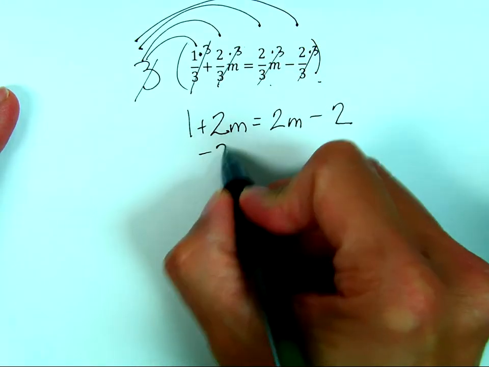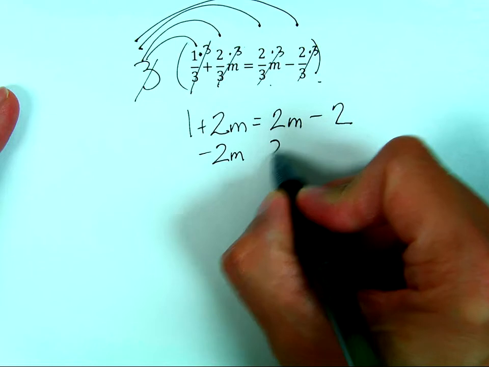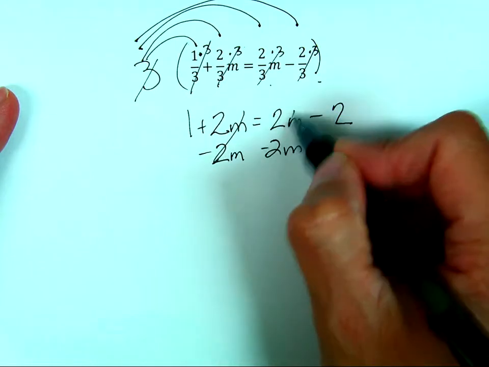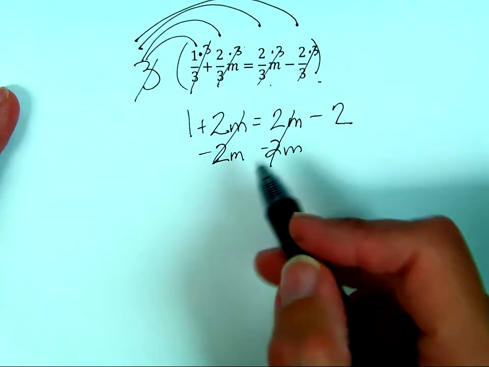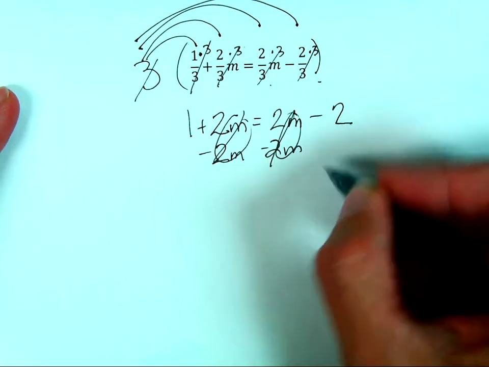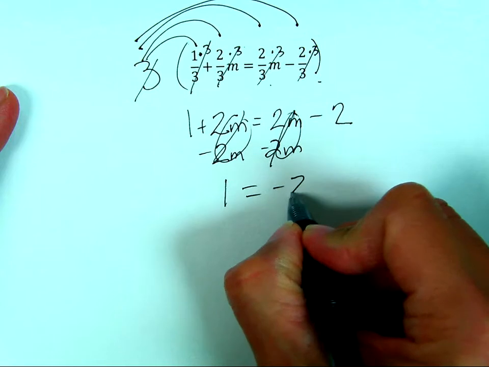So now you'll see that when I go to subtract 2m from both sides, I'm trying to get my variables on one side, but they actually cancel out, so I get a big 0 on both of those. I'm left with 1 equals negative 2.